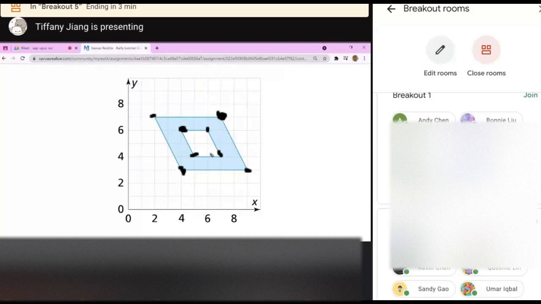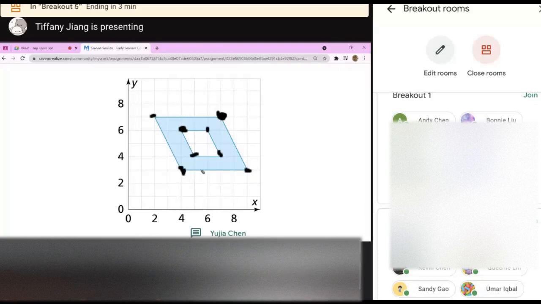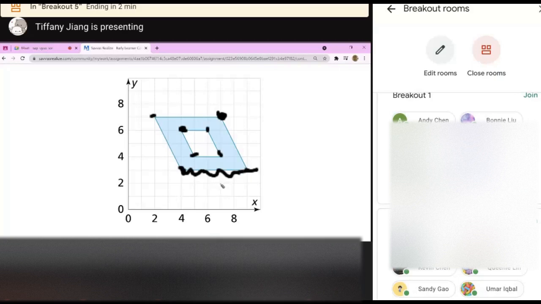Let's start with the bigger one. What's the base of the big one? For the big one, you're going to have 1, 2, 3, 4, 5. So you have 5 units for the big one. And what's the height for the big one? From here to here, right? Yes, correct. All the way up. There you go. So how much is that? 1, 2, 3, 4. Very nice. So you have the parallelogram of the big one: 5 for the base and 4 for the height.